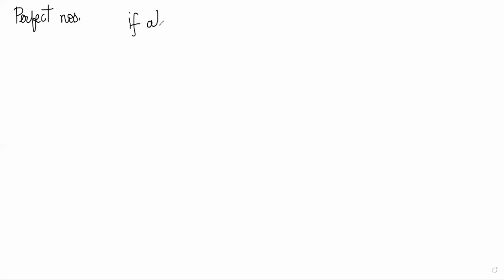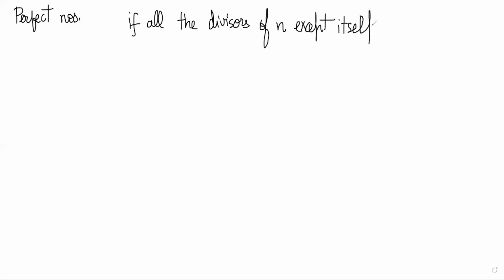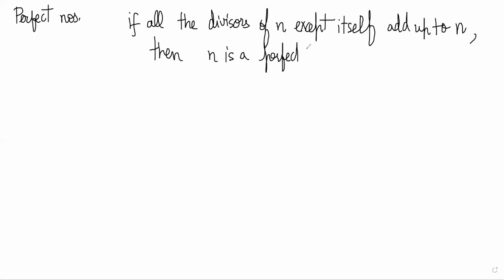If all the divisors of n except itself add up to n, then n is a perfect number. This is the definition of a perfect number.